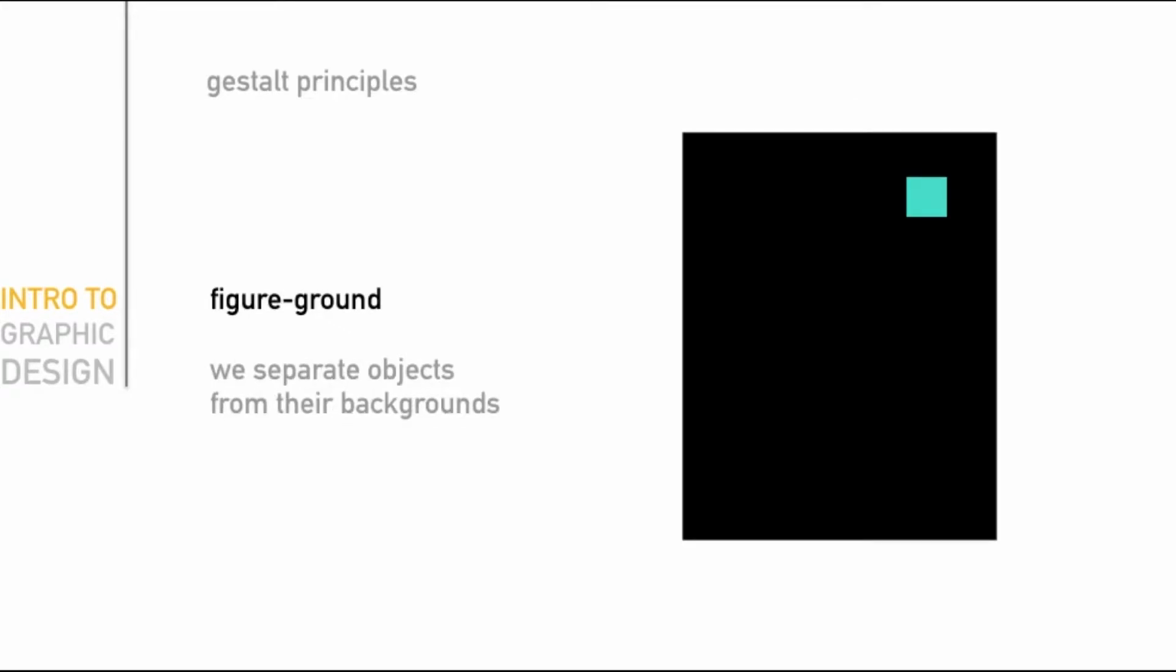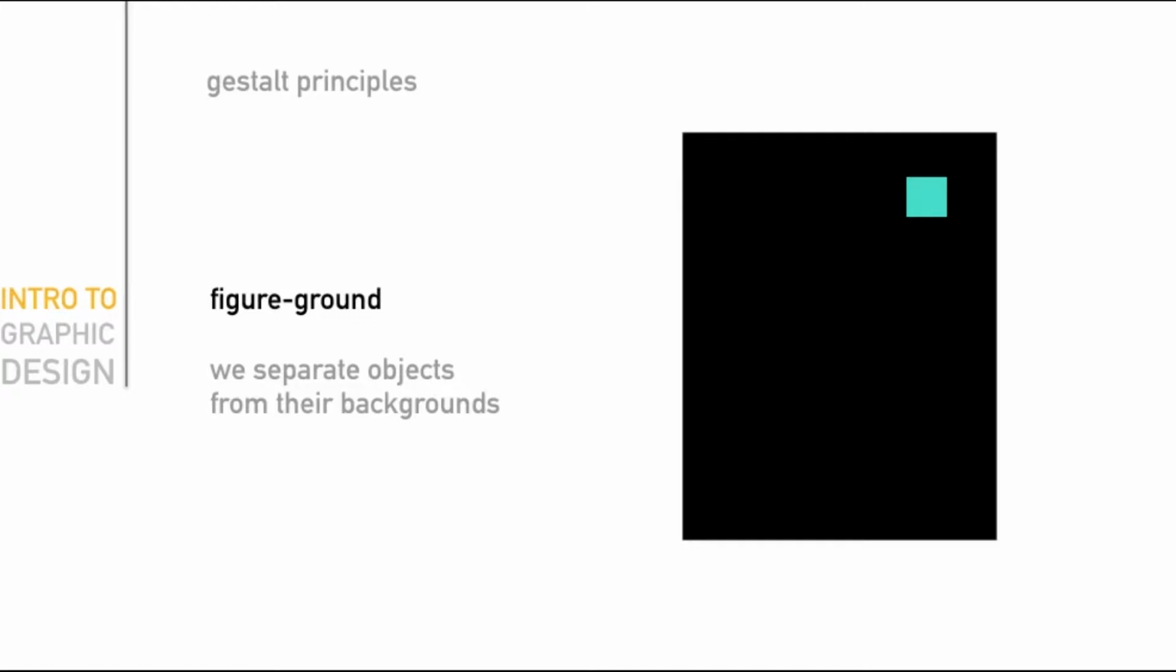Figure ground, already talked about a little bit, is an automatic perception. We automatically separate something from its background. So as we look at the turquoise square, we see it as being on top of or in front of the black background. But then we can take this whole thing, the small square within the larger black square, and it separates from the white ground of the slide. So we will see this to this, or we'll see all of this to this.